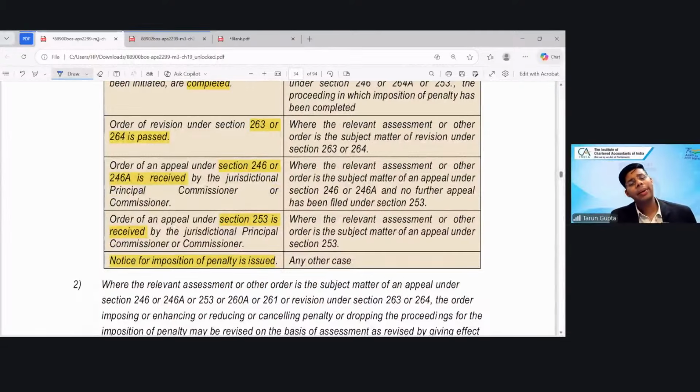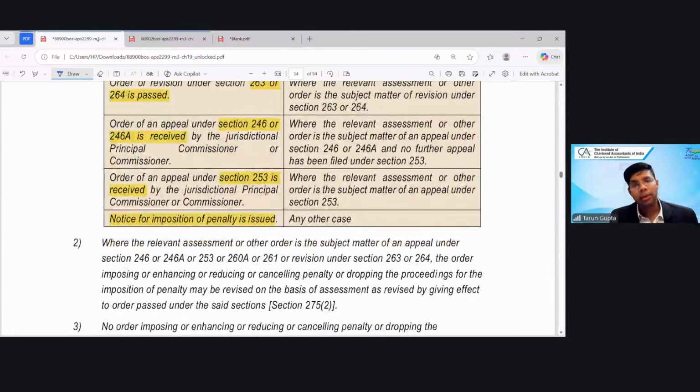Similarly, if I have filed an appeal to the ITAT against the order of the CIT(A), then also the 6 months from the end of the quarter shall be seen from the date of the ITAT order received by the CIT.